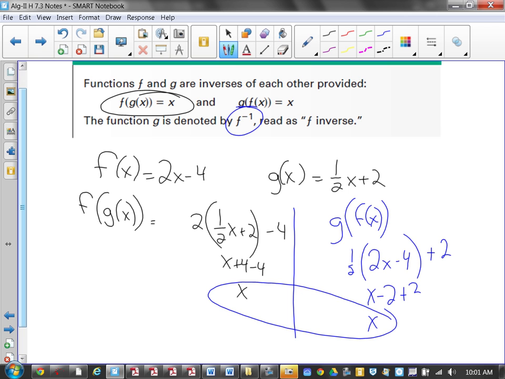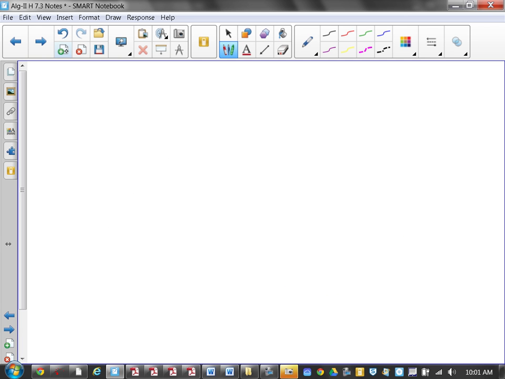Let me give you another one. Are these inverses of one another?